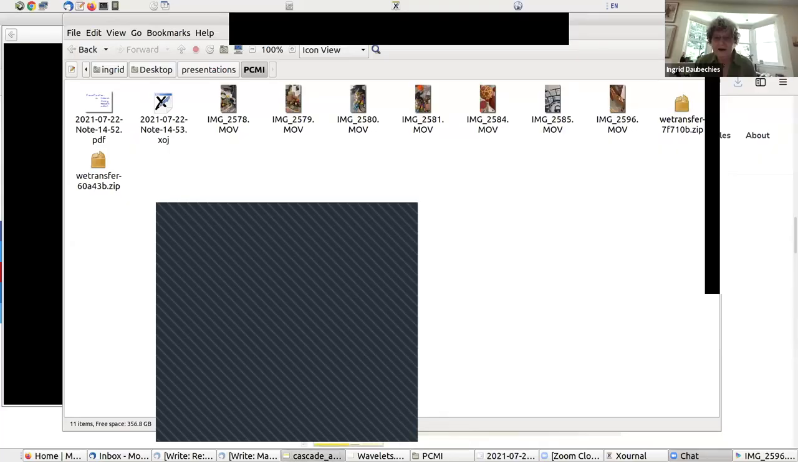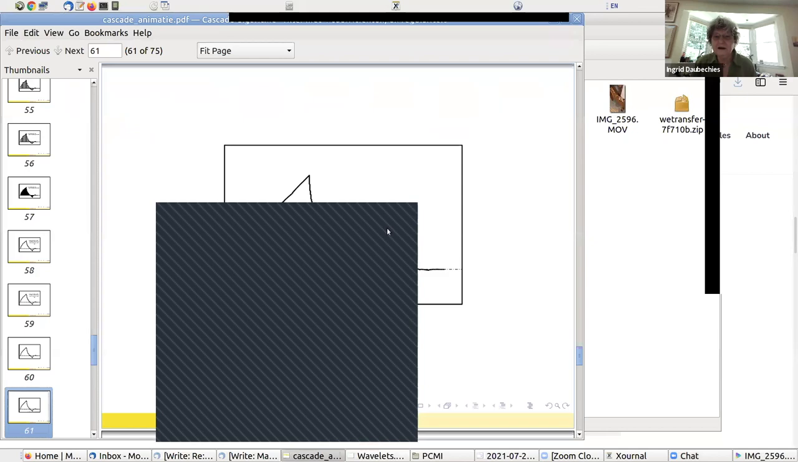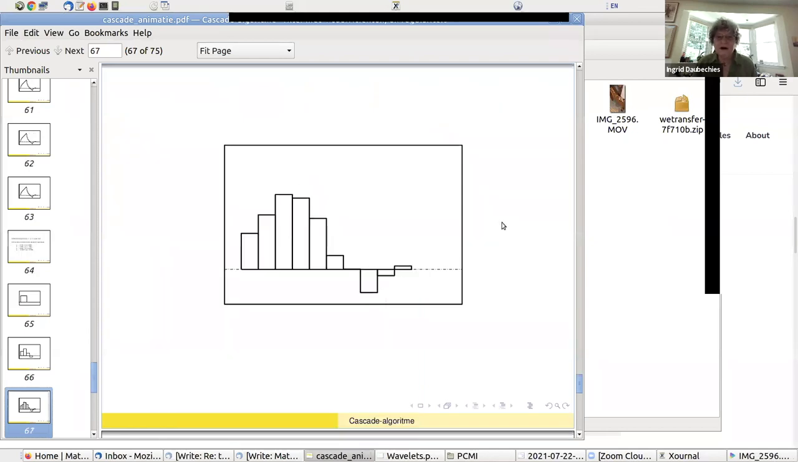Question in the chat. I'll just read out the question so that it goes on the recording. Can you elaborate more on how you went from visualizing the averages to constructing the special wavelet? Okay, so the visualization played not so much a role in constructing the special wavelet as in understanding. And in fact, in that cascade animation, I show how we did that.